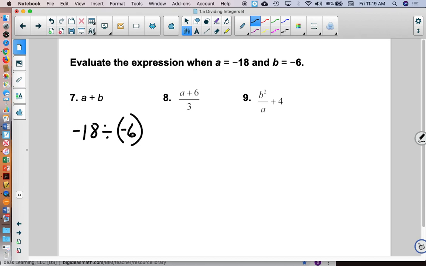Okay? Everybody get it done real quick. You should have a pencil in your hand, and you should have your notes open, and you should be able to put that on it real quick. Negative 18 divided by negative 6.